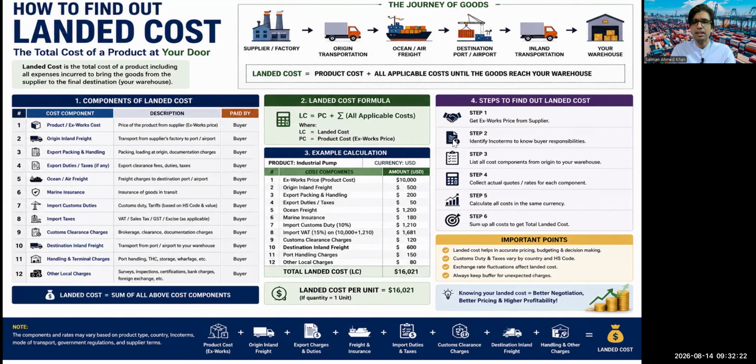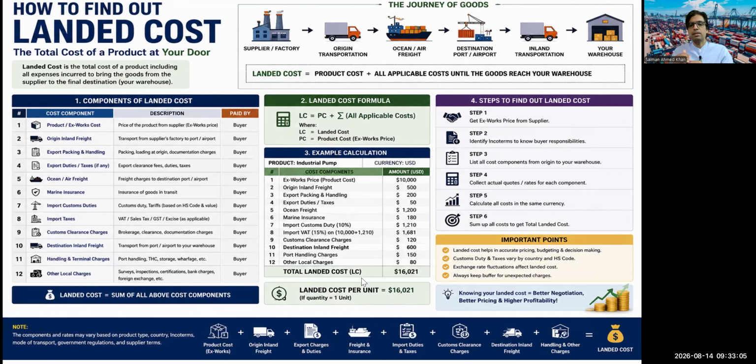And the landed cost formula is very simple. It's not complex. You find out the landed cost based upon the EXW price. For example, the EXW price is about 10,000 US dollars, and then you add the origin inland freight, export packaging, handling, export duties, taxes, the ocean freight shipment charges, marine charges, custom duties, value-added taxes, and custom clearance charges. And of course, these charges could vary and depend upon country to country tax regulations.